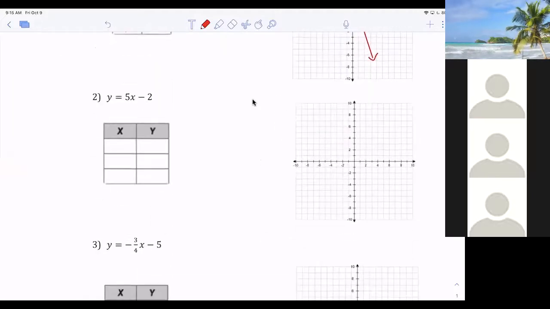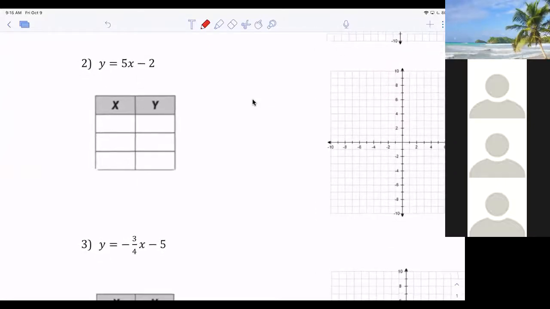All right, here we go. So, Rivers, number 2. What numbers am I going to plug in for x? -1, 0, 1. There you go. What do I get? -7. Yeah. Then what? -2. There you go. All right.